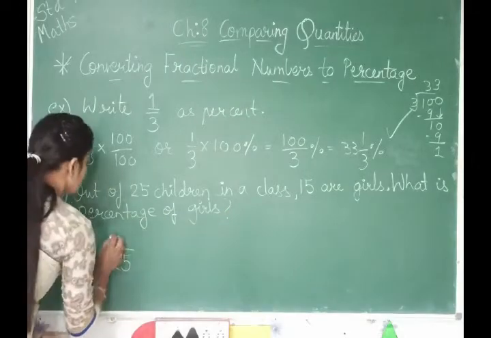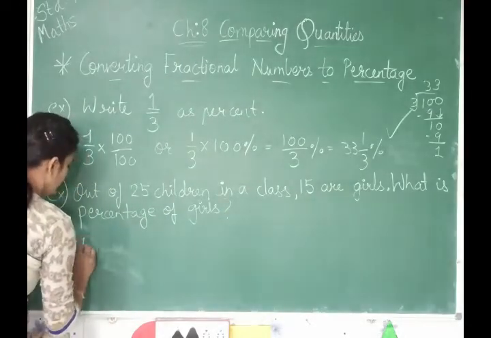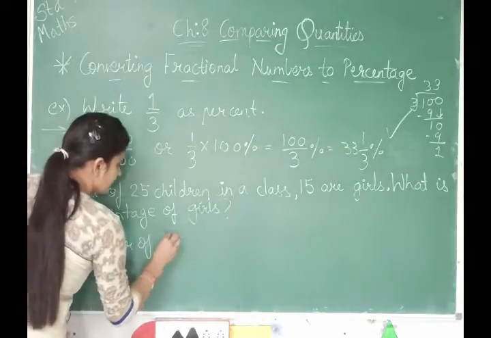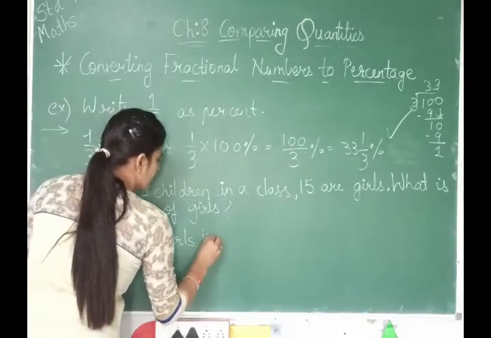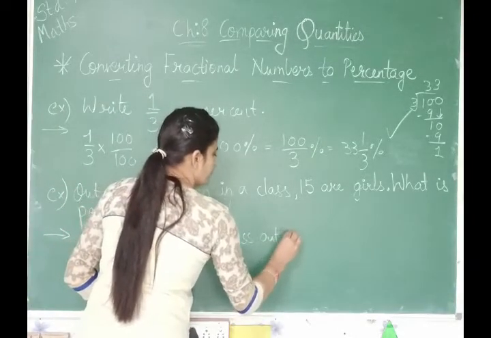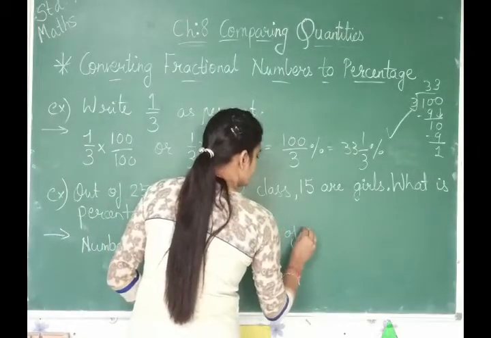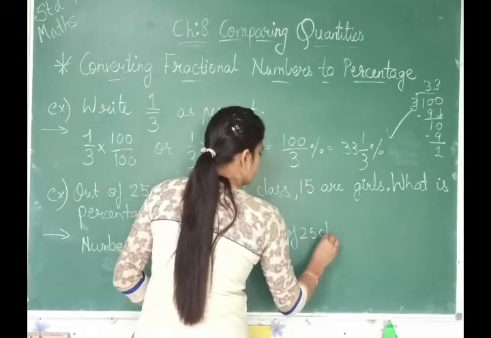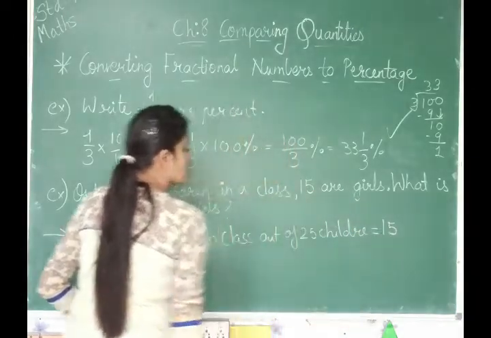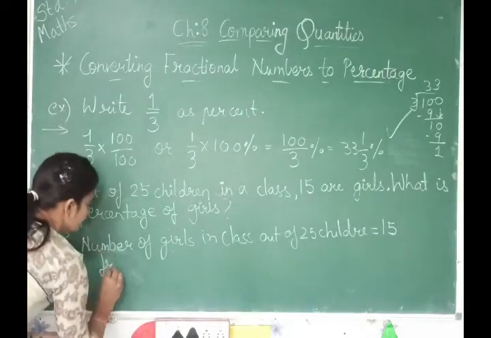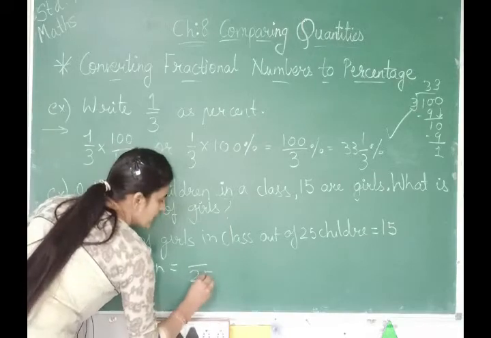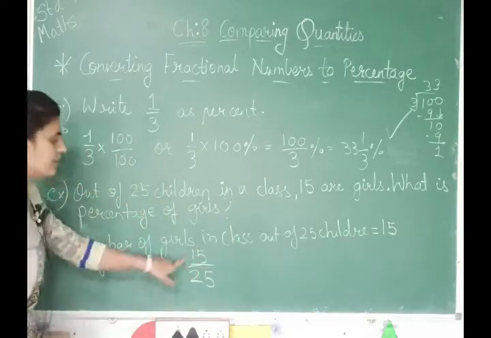Girls, here we will write down number of girls in class out of 25 children. How many? 15. So if we want to write down fraction, then fraction will be what? Out of 25, how many are girls? 15. So 15 by 25.